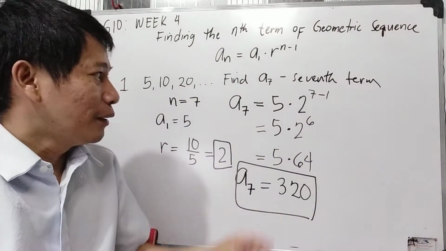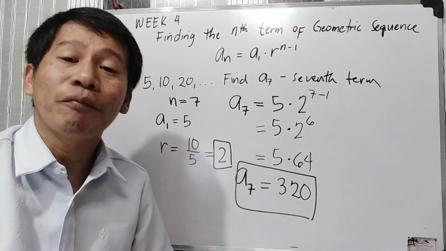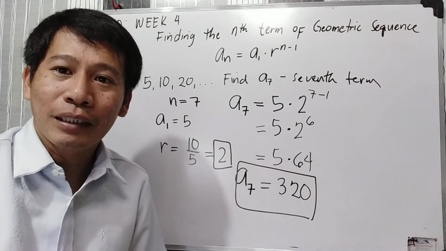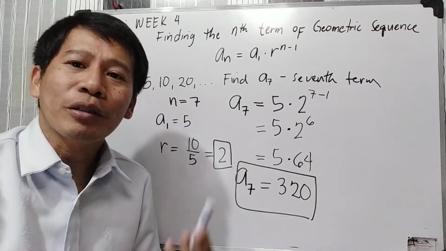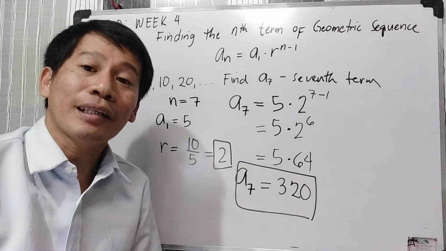So again, that is how we find the nth term of a geometric sequence. We're going to have our examples in the next videos.